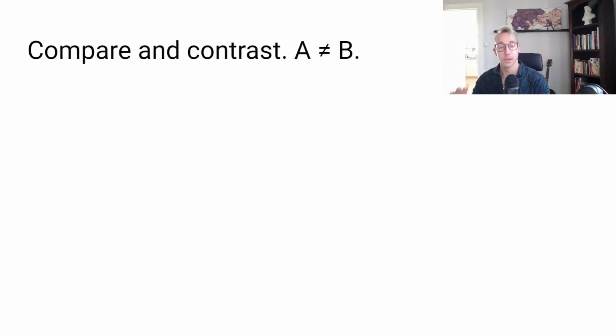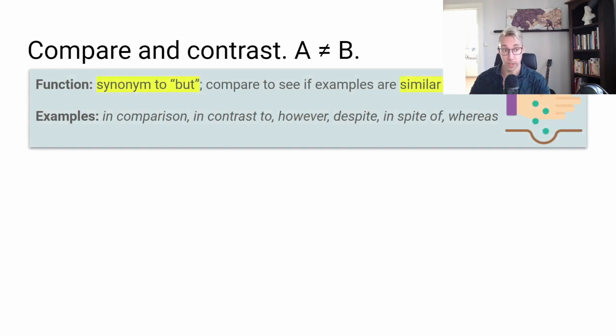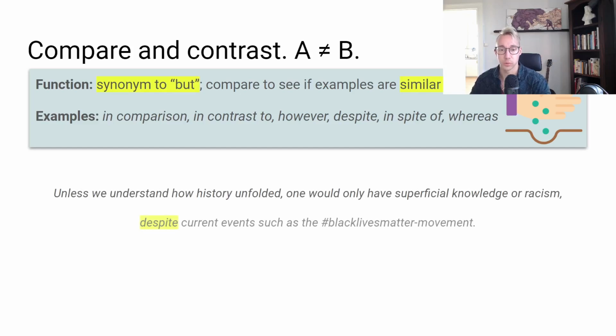Lastly, we're going to be looking at compare and contrast. Here, A is not B or A is B, which is a synonym to but. And the function of contrasting and comparing is to see if an example is similar to one another or if they aren't. Mostly we're going to be contrasting here, and that's why we have examples such as in comparison to, in contrast to, however, despite, in spite of, and whereas. The sentences that I will show you are going to be contrasting ideas mainly.